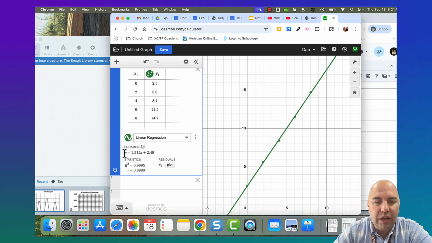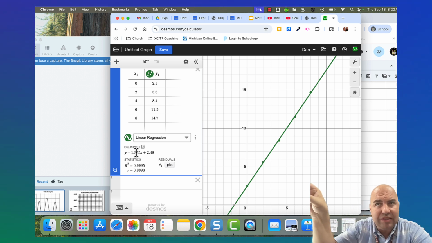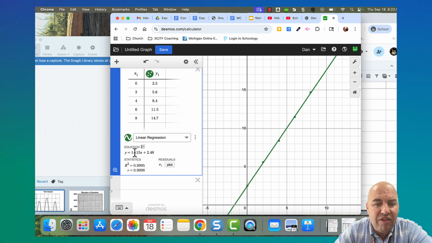So remember, here it has y equals 1.5x plus 2.48. Think about what that means in the real world. On our graph, y is the position. So the position is equal to 1.5. Well, 1.5 what? When we make the slope, that's meters divided by seconds. So 1.5 meters per second times x, which is our time, plus 2.48.